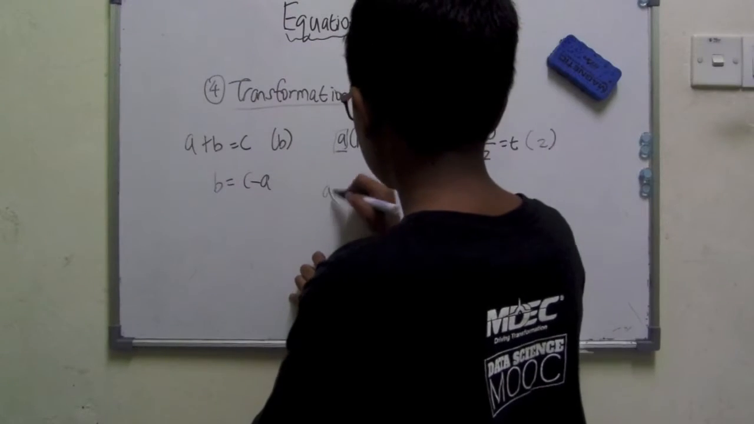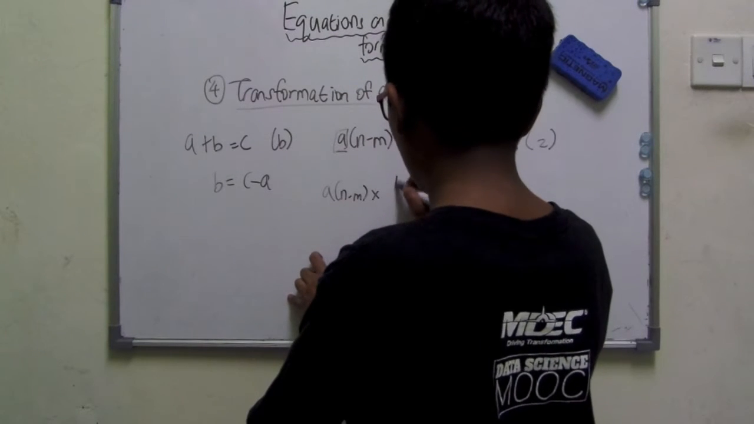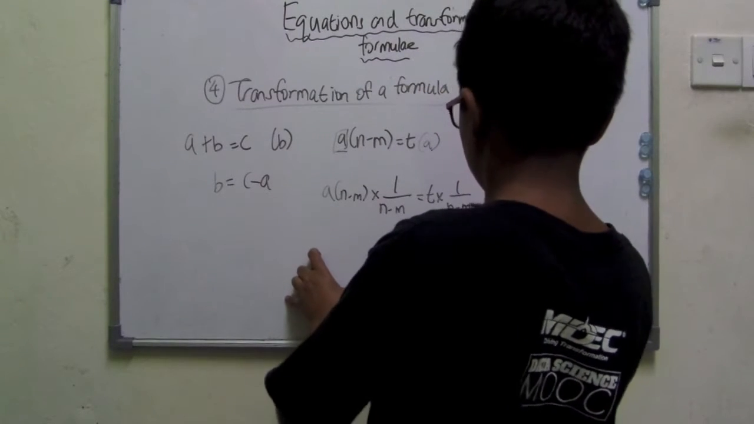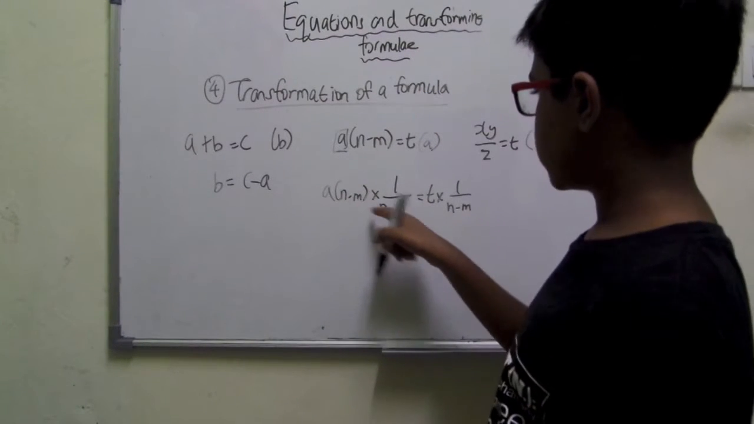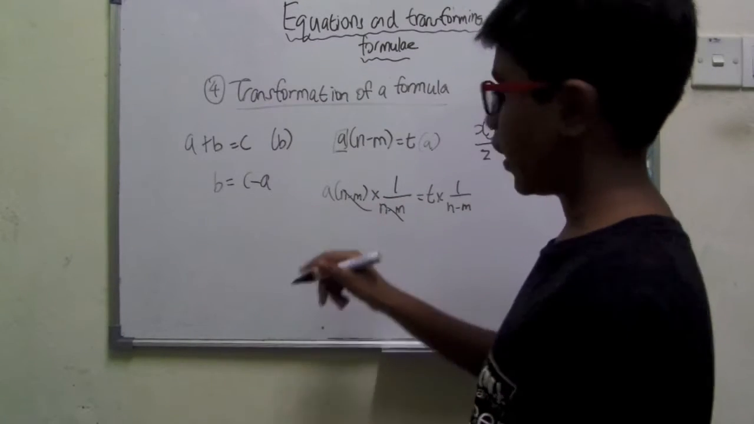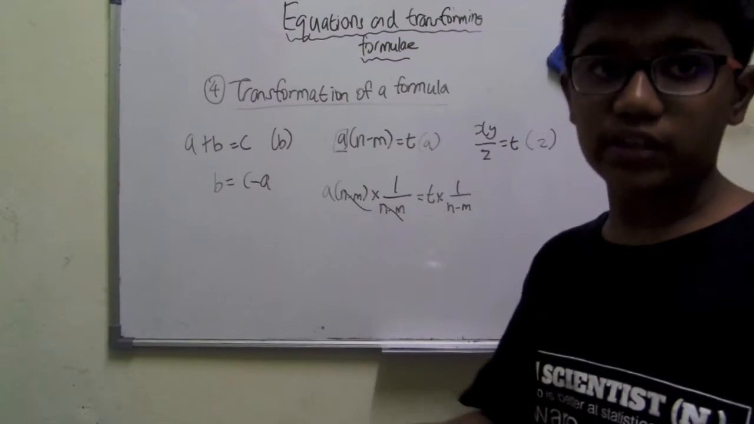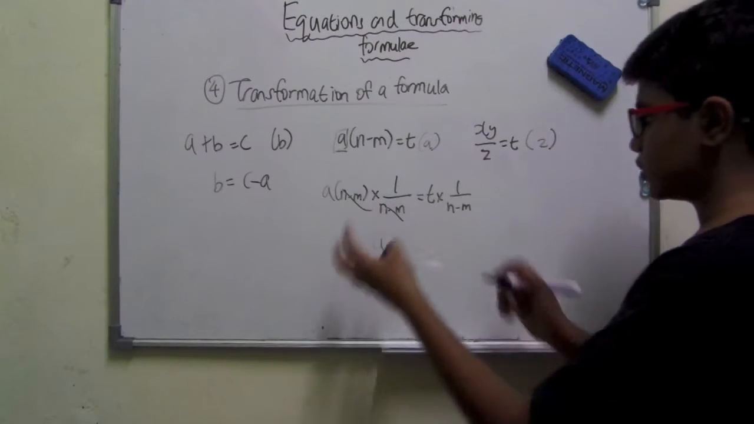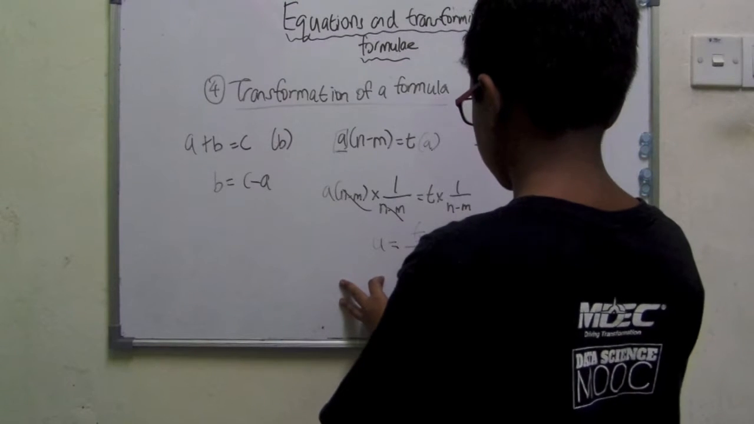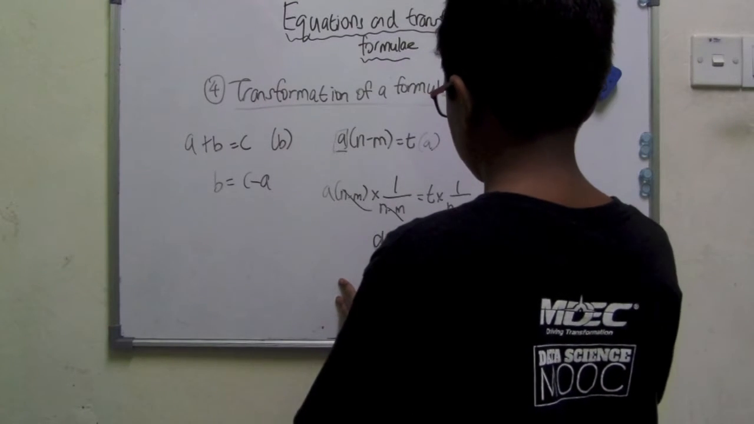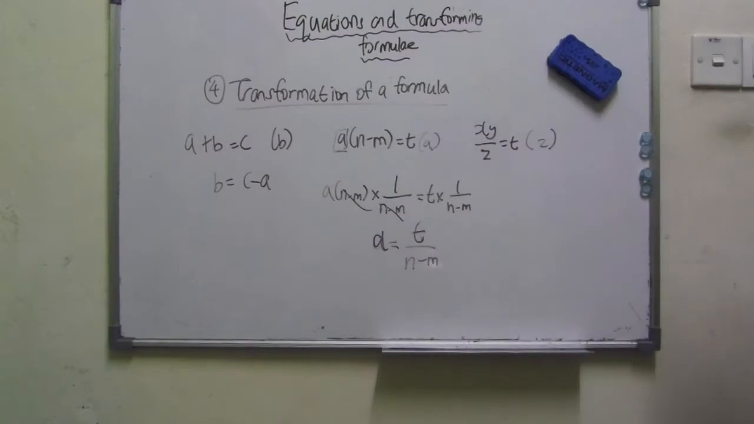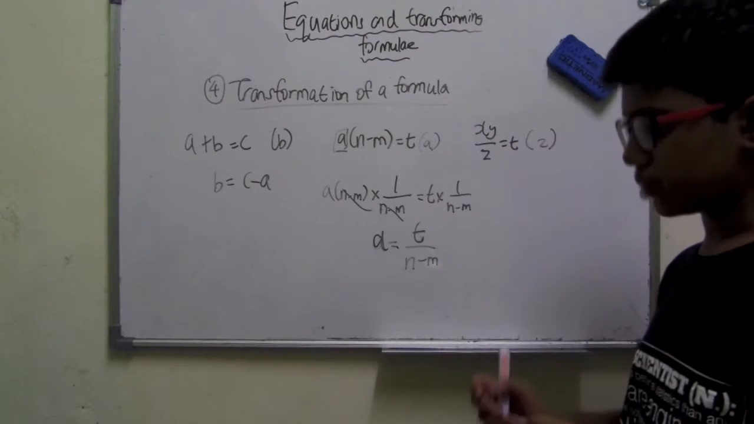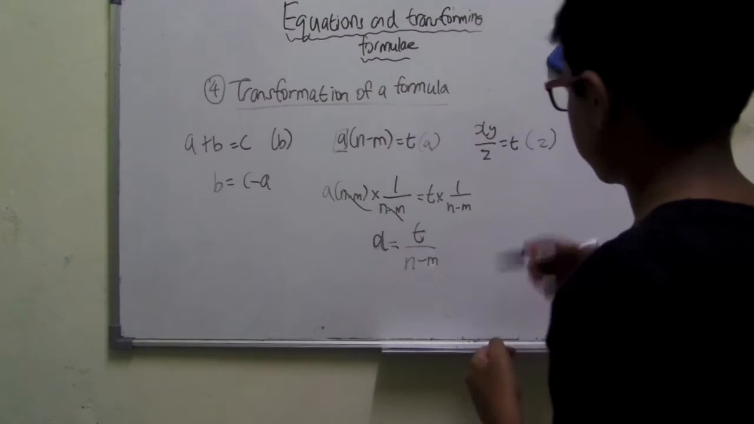Okay? So divide both sides by n minus m, or we can multiply both sides by 1 over n minus m. So a times n minus m times 1 over n minus m, and t times 1 over n minus m. Here n minus m and n minus m cancel out, and you have isolated a to the left hand side successfully. So a stays there, and then t times 1 is t, so a equals t over n minus m. So this equation is now in terms of a. You've removed the bracket by multiplying both sides by 1 over n minus m. That's one way of doing it.